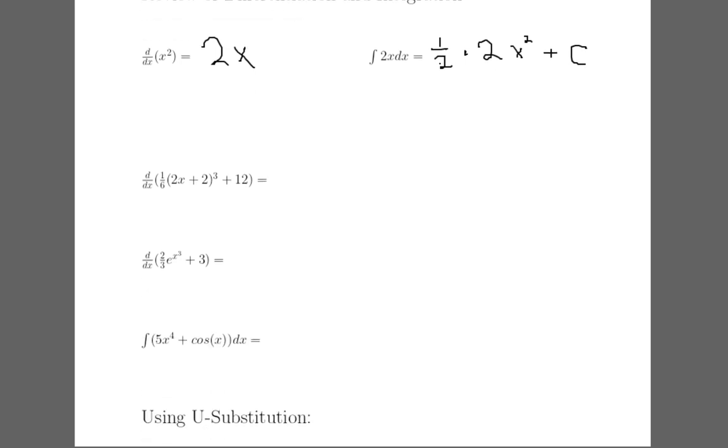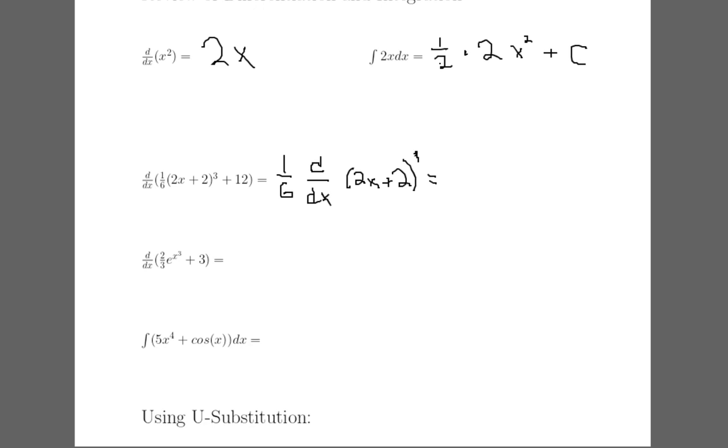So here on our next equation, we have d over dx of 1/6 quantity 2x plus 2 to the third plus 12. So when we're differentiating this, we can pull out the coefficient 1/6. We also aren't really too concerned with that plus 12 because when we differentiate a constant, it just becomes 0. So this is really just asking what is 1/6 times d over dx of quantity 2x plus 2 to the third.